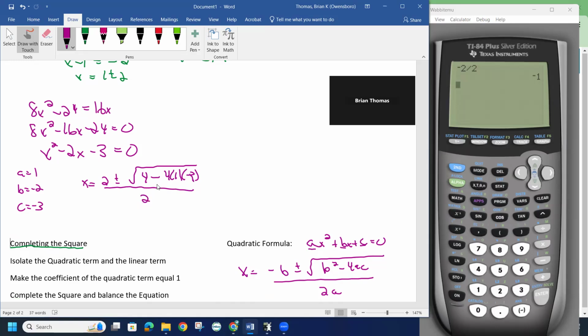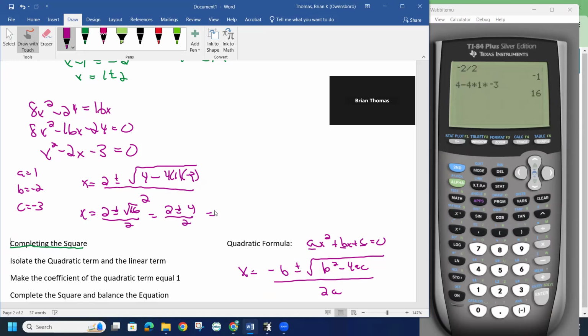So it looks like the only math I need to really figure out is what's this 4 minus 4 times 1 times -3. So it's going to give me a 16. So this is going to be x equals 2 plus or minus the square root of 16 over 2. But we do know that the square root of 16 is 4. So this becomes 2 plus or minus 4 over 2.